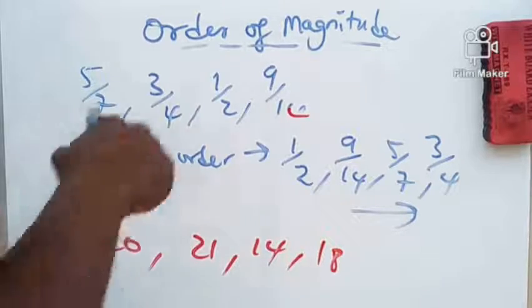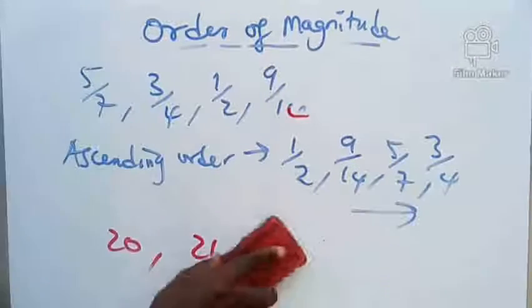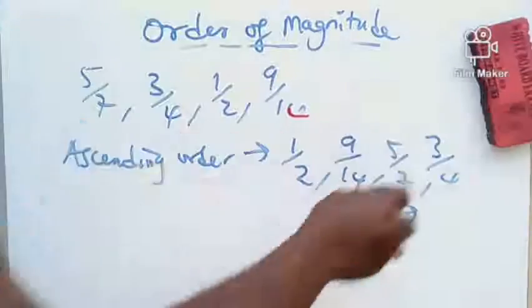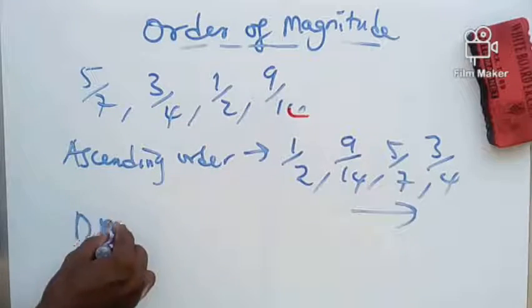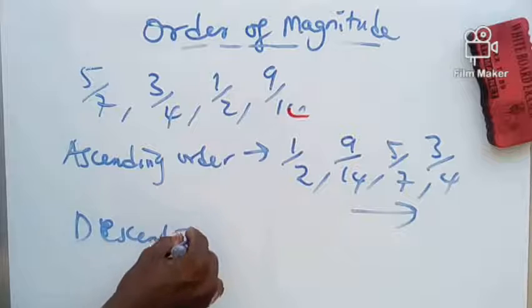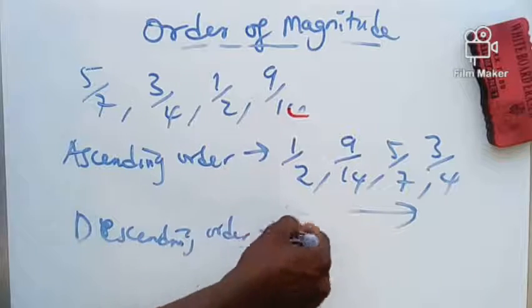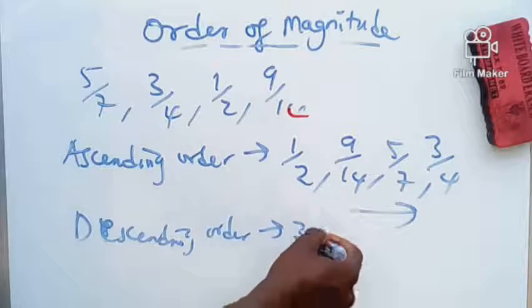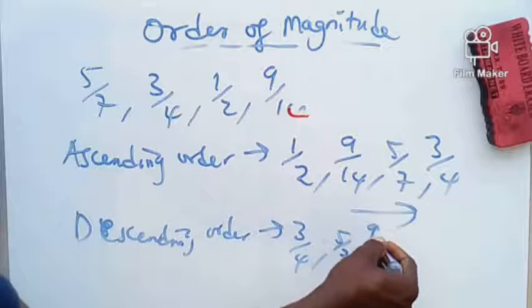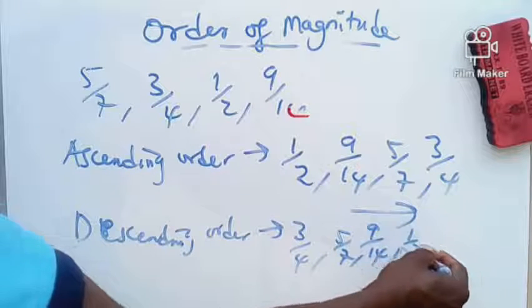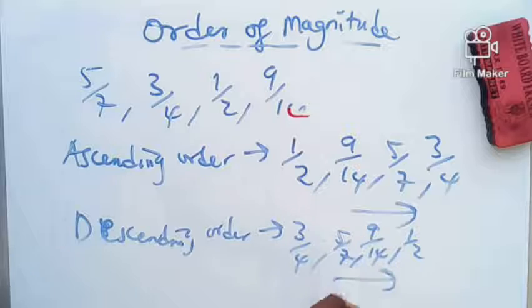Now, descending order will just be the opposite of this arrangement. Since this is ascending order, in descending order we'll have 3 over 4 first, followed by 5 over 7, followed by 9 over 14, followed by 1 over 2. And that is the answer.